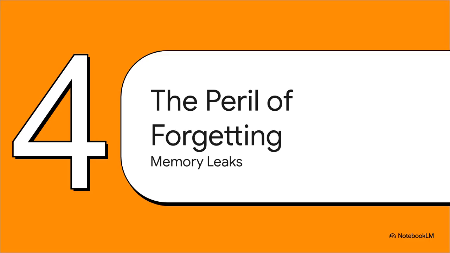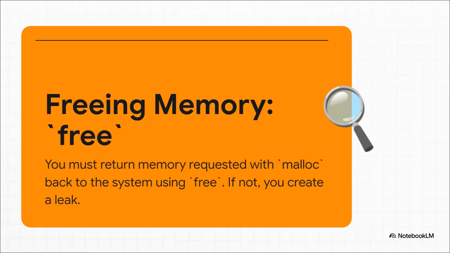Because out here in the Wild West of memory, if you're not careful, you can make a huge mess. There's one simple, golden rule. If you ask for memory with malloc, you have to give it back to the system when you're done. You do that using the free function. If you forget, well, that memory stays claimed by your program forever, even if you can't use it anymore. And that is what we call a memory leak.